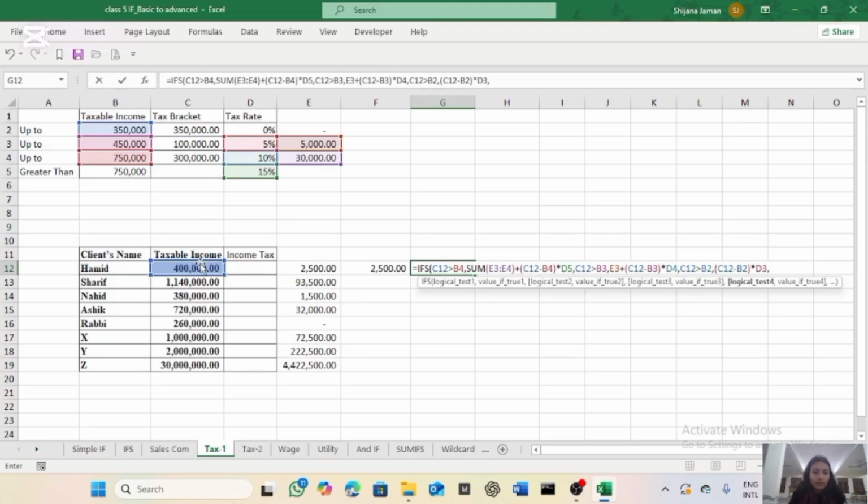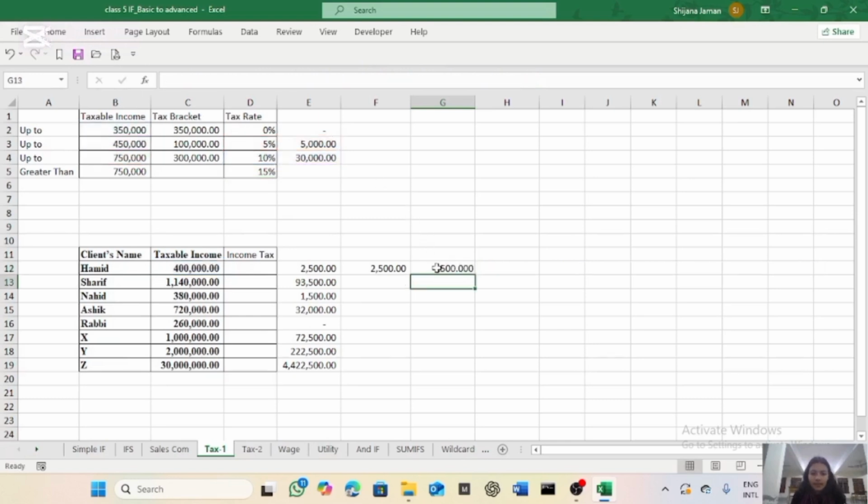So if 4 lakh is less than or equal to 3,50,000, he would not have to pay any tax. That's why we have to press 0. Close the bracket. Press enter. This is our income tax of Hamid's.